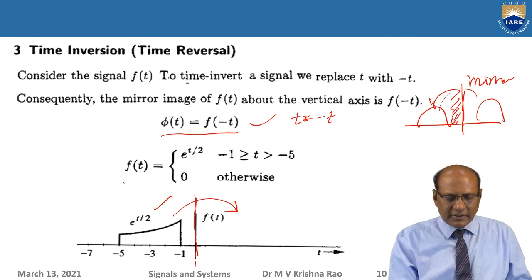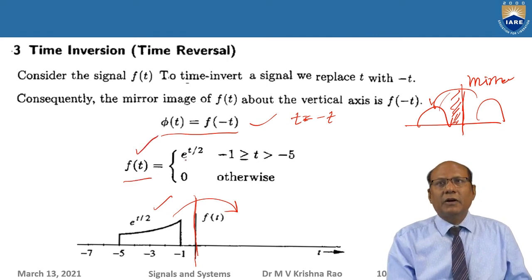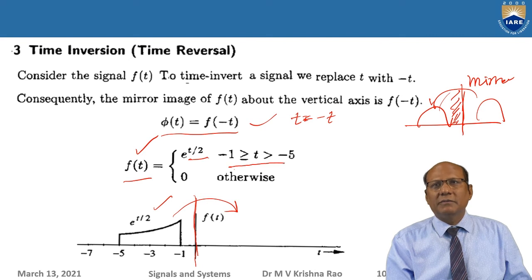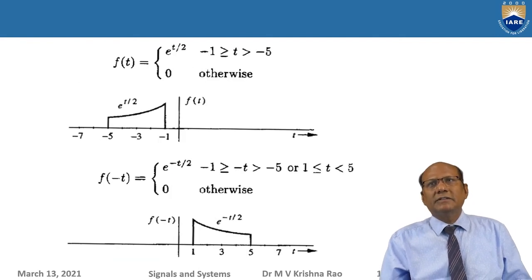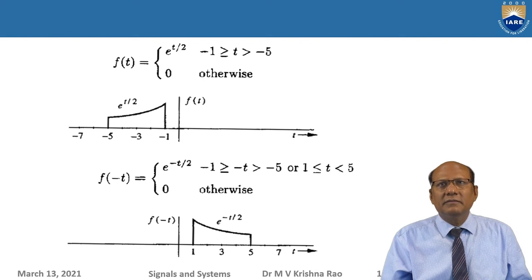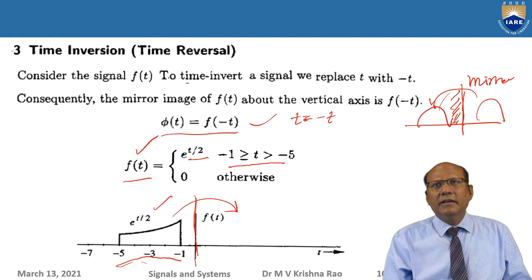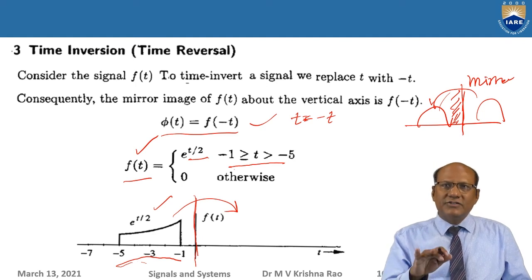So f of t, let us say f of t is given as e to the power of t by 2, and the range is between -1 to -5. So both are minus limits. This is the limit here. Now let us see what will happen after time inversion. What is the time inversion here? You have to substitute minus t in place of t.